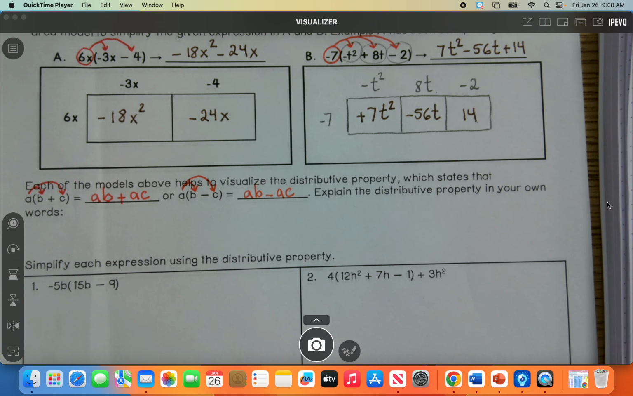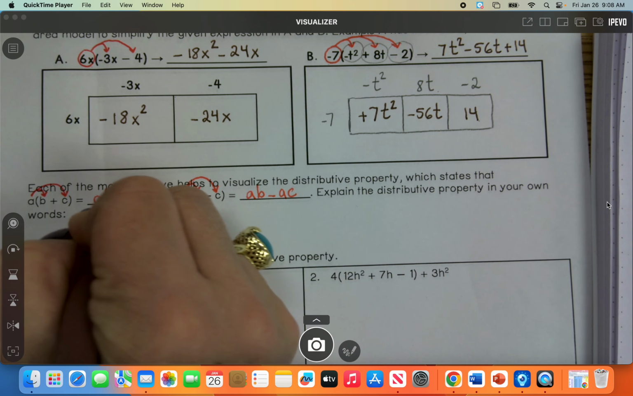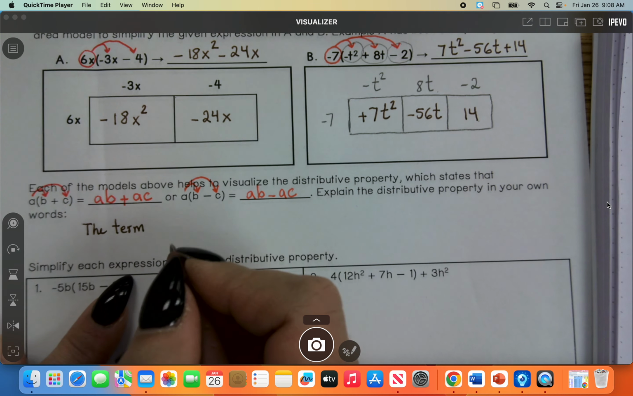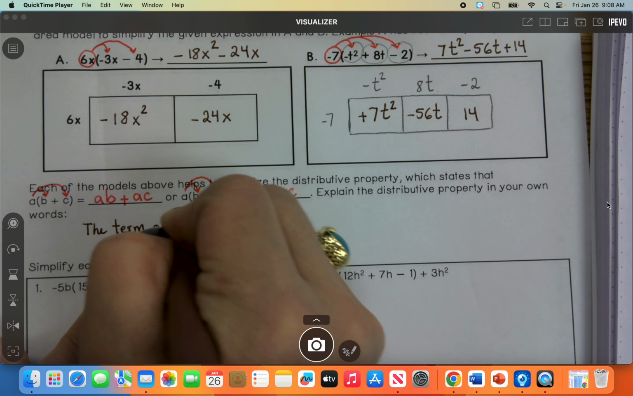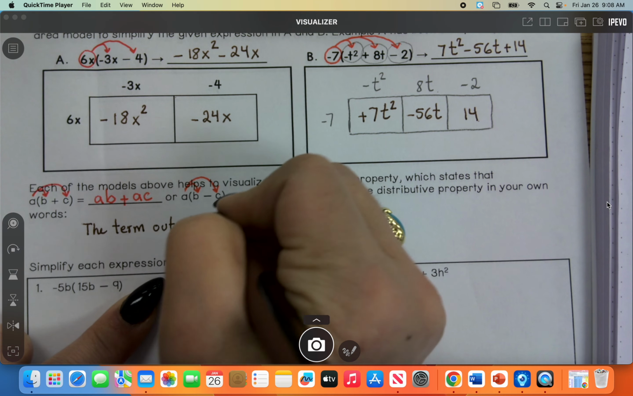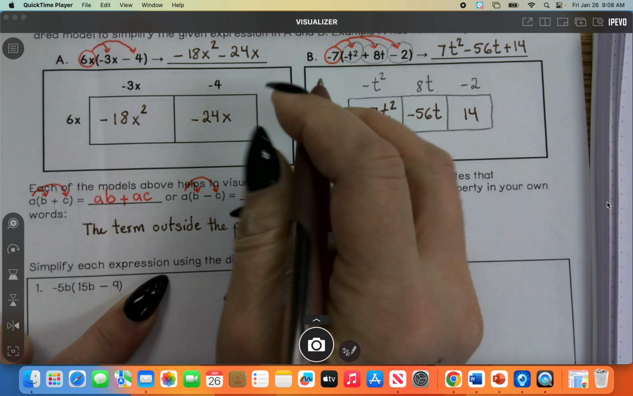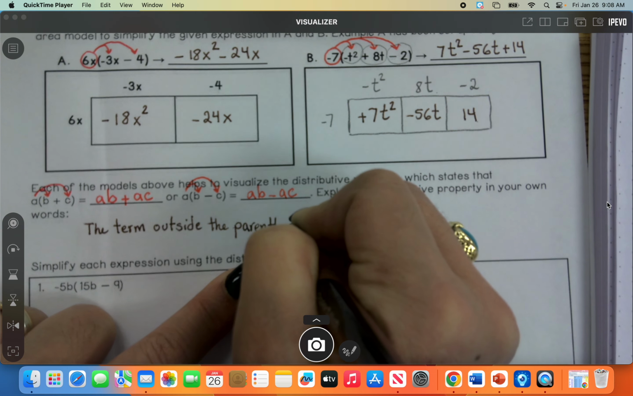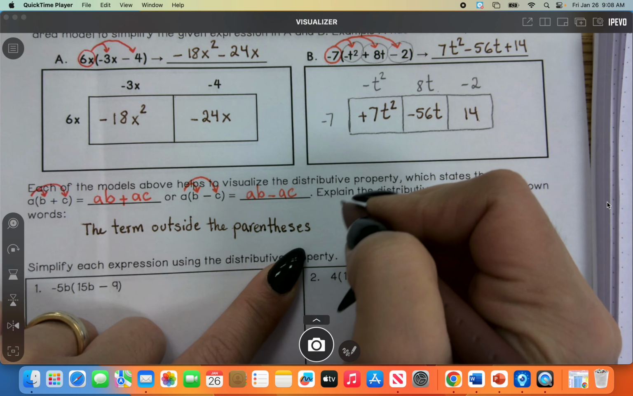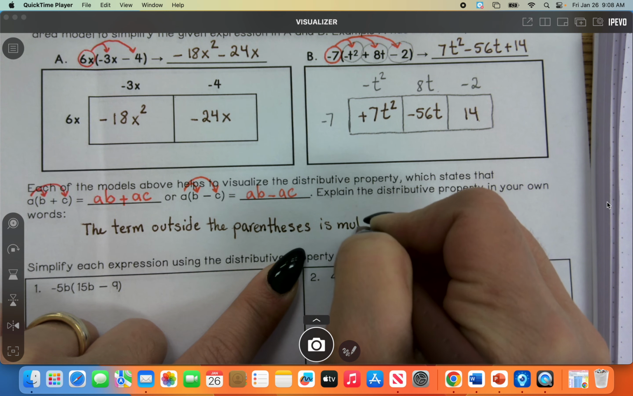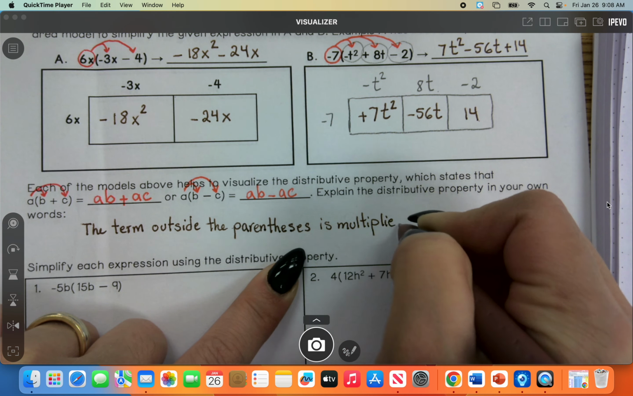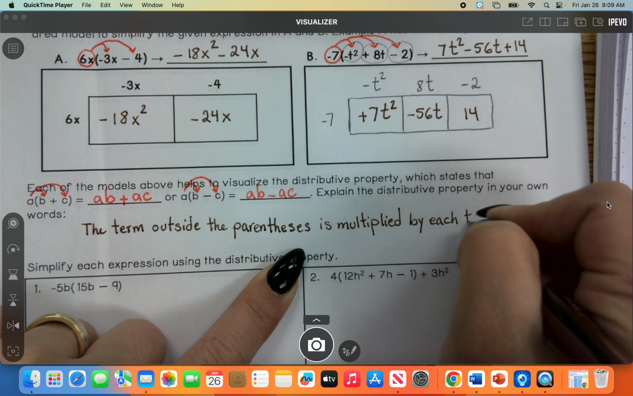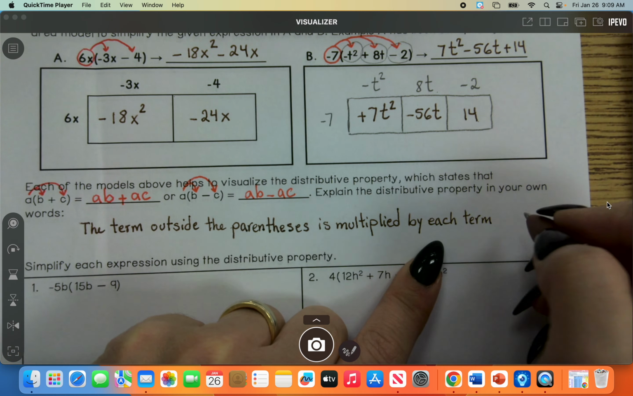So I can say the term outside the parentheses is multiplied by each term inside the parenthesis.